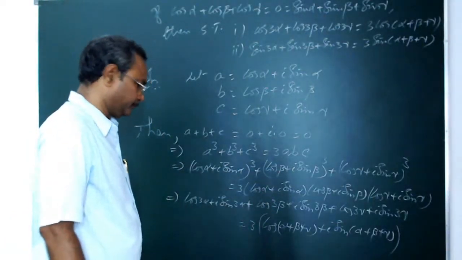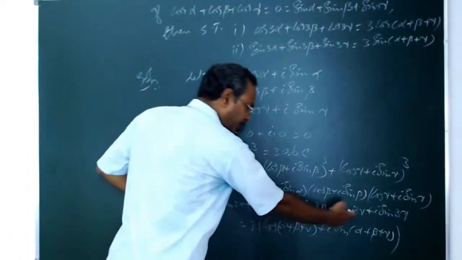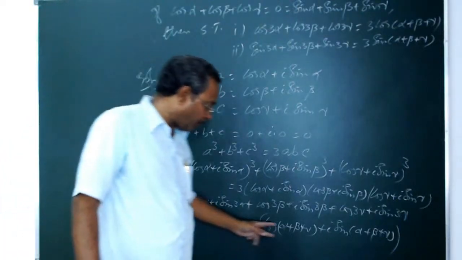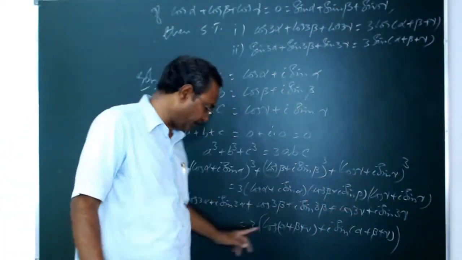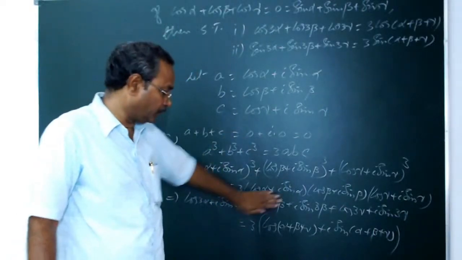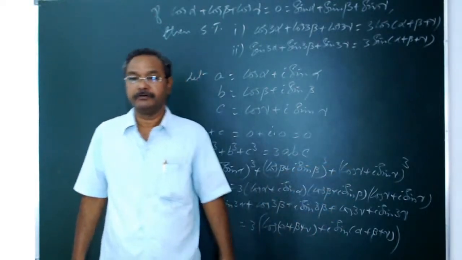Now, look at this. It is the sum of three complex numbers, which has to be a complex number. And on the right side, you have a complex number multiplied with a constant, which is again a complex number. So you have a complex number equal to another complex number.